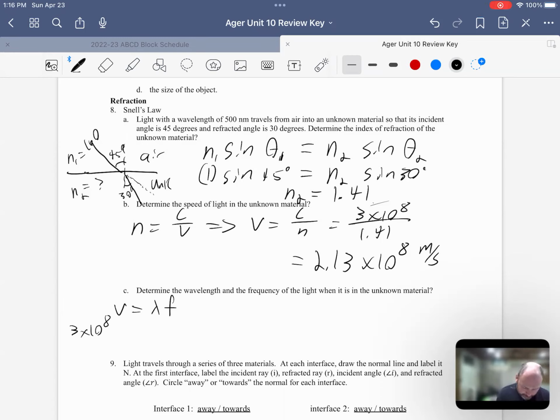This is actually pretty difficult. It's kind of a multi-step problem. 3 times 10 to the 8th equals the wavelength, 500 times 10 to the negative 9th, times the frequency. So that's going to tell us the frequency of that light originally, probably green light, is going to be 6 times 10 to the 14th hertz. So that is our frequency in the material. It's also the frequency in air. And we can use that and the new speed to find the wavelength in the new material.